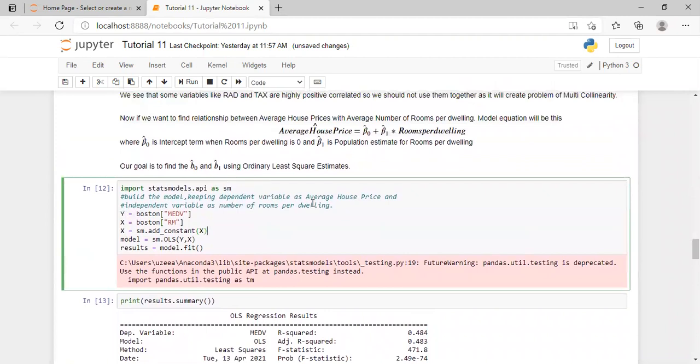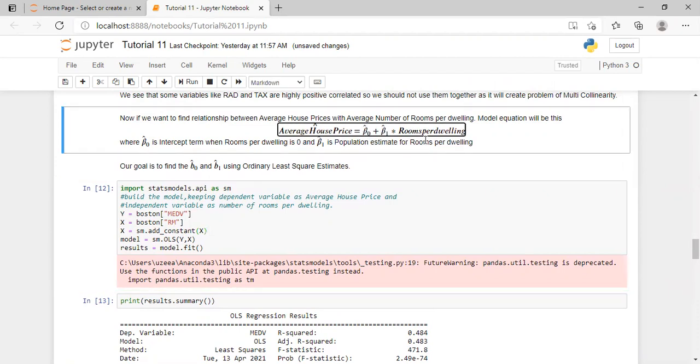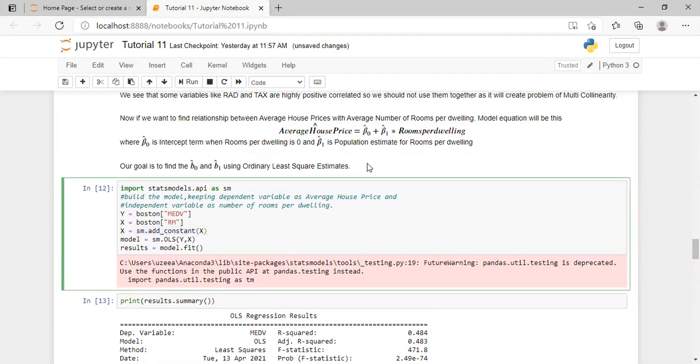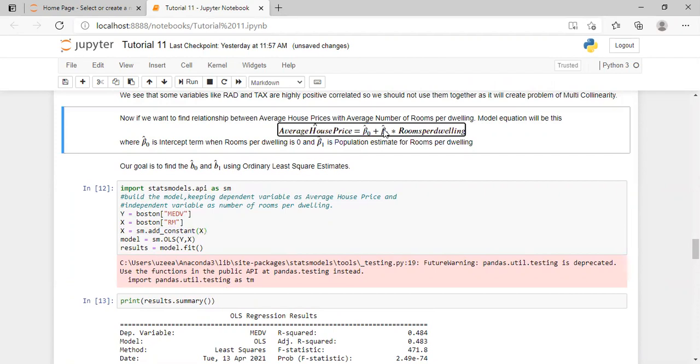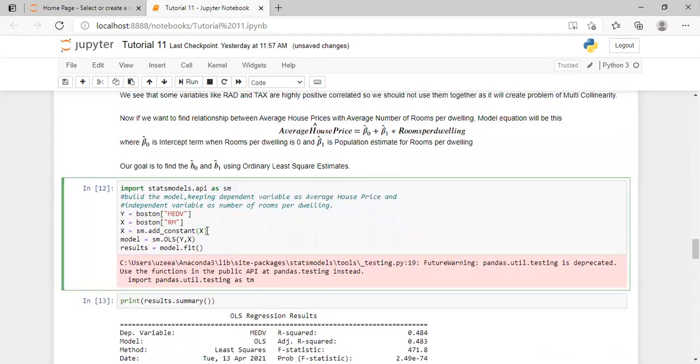For this API, we have to specify that we also want a constant term. The constant term would mean, if the rooms per dwelling are 0, what would be the price of the house? This is the constant term. If we don't add this constant term, it wouldn't give us a beta naught. It would directly give us beta 1 times rooms per dwelling, so it wouldn't give the price of a house for zero rooms. But for a regression equation, we should always introduce a constant term over here.